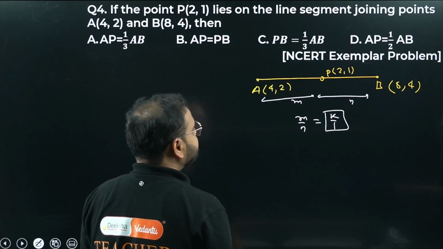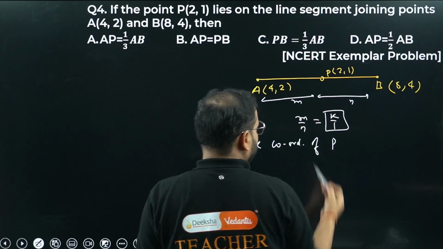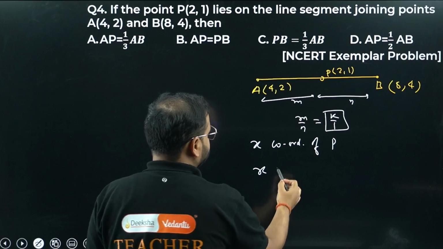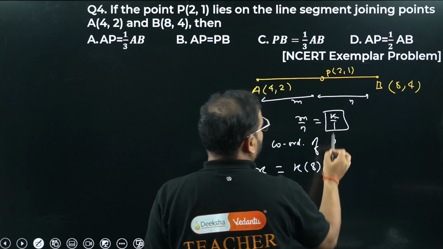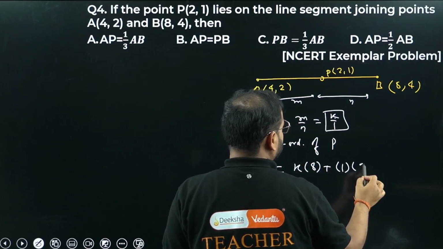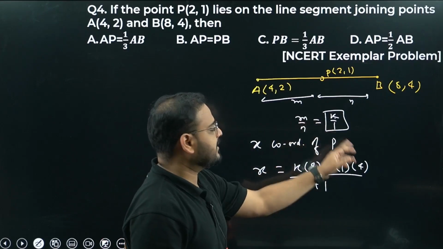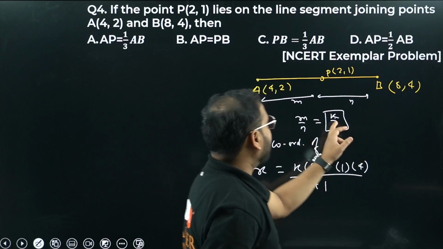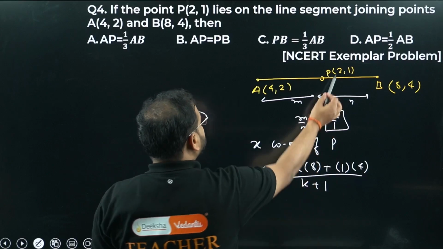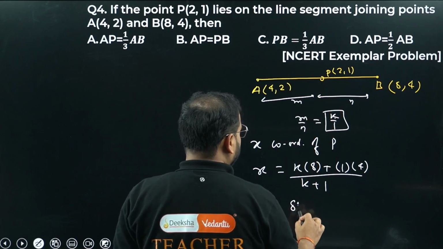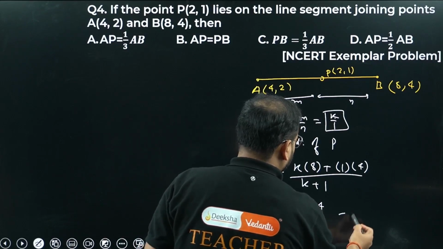Okay, let's do it. So if I take the x coordinate of the point P, it is given by, remember, x equals k times of 8 plus 1 times of 4, divided by k plus 1. Agreed? K is M, N is 1, right? So k times of 8 and 1 times of 4 upon k plus 1. M plus N is k plus 1. What is the x value? Simply 2, right here. 2 equals 8k plus 4 divided by k plus 1.